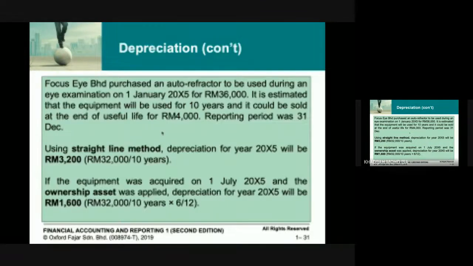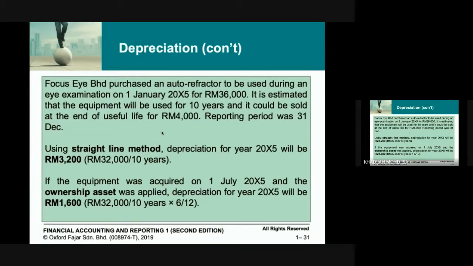In one whole year, you have 12 months. But under ownership of the asset, you're going to apply 6 over 12, because you only own the asset for a 6 month period. So instead of having a depreciation of 3,200, your depreciation would be 1,600, which is half only, because the ownership of the asset during the year is only 6 months rather than 1 year.